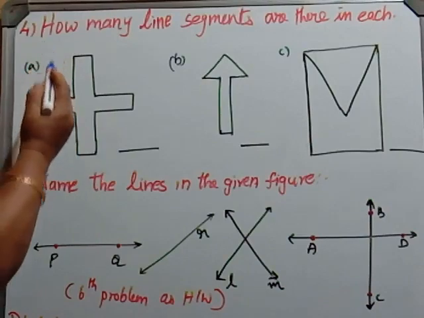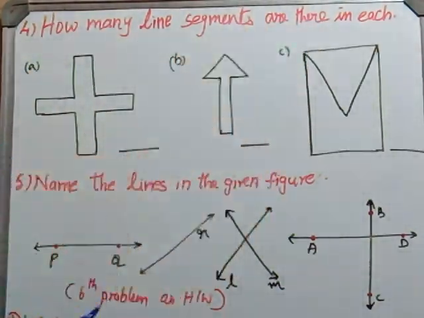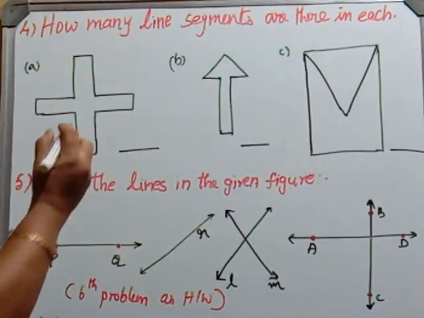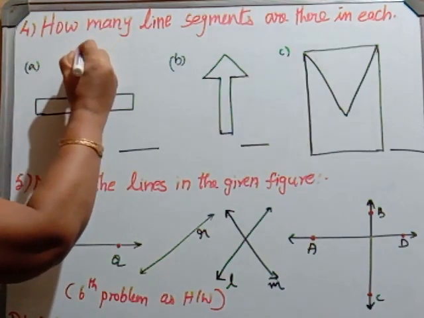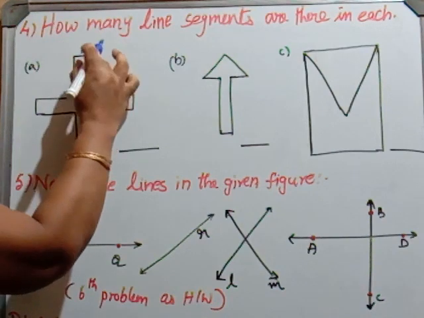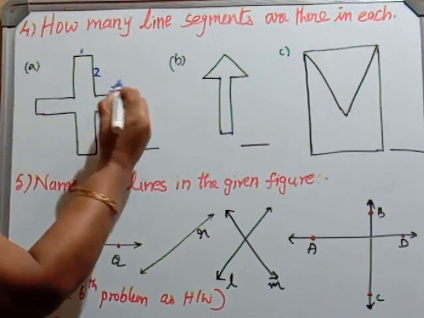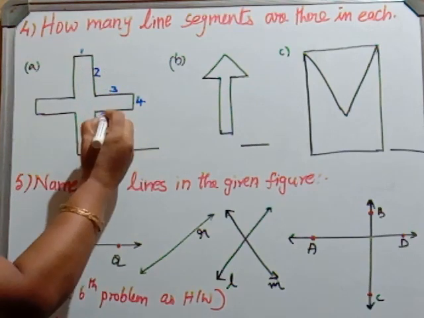We are going to solve the fourth main. How many line segments are there in each? Now we are going to find out how many line segments there are. Now I will start with figure A. This is the first line segment. From here to here, second line segment. From here to here, third line segment. From here to here, this is the fourth line segment.